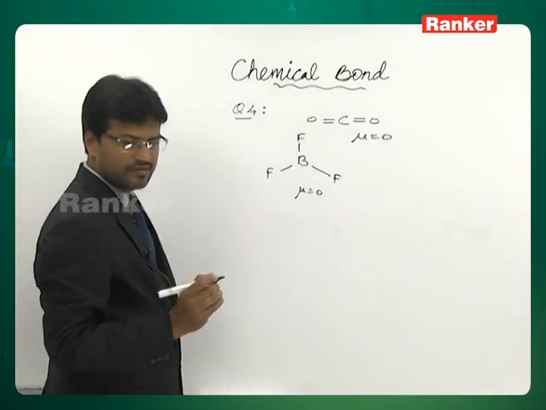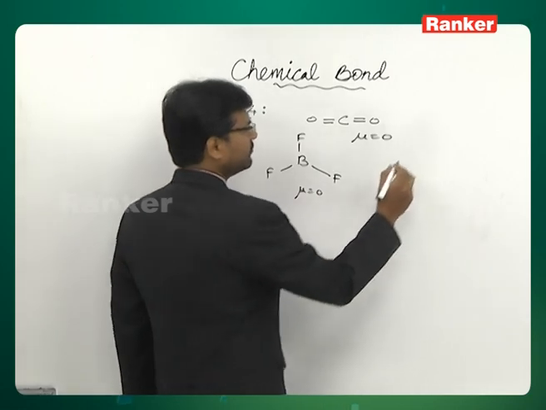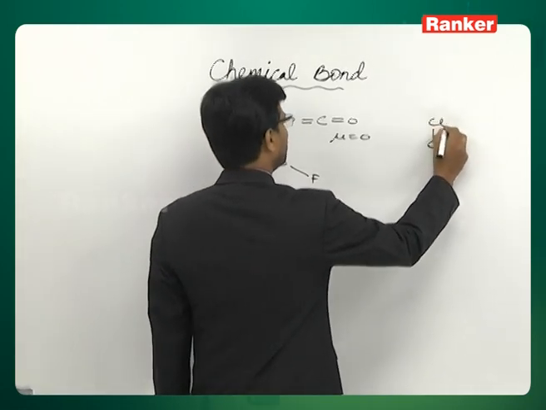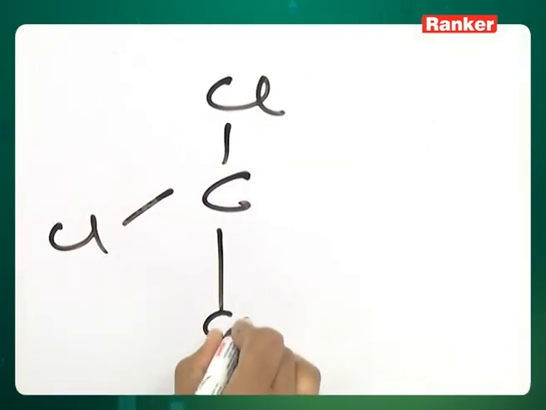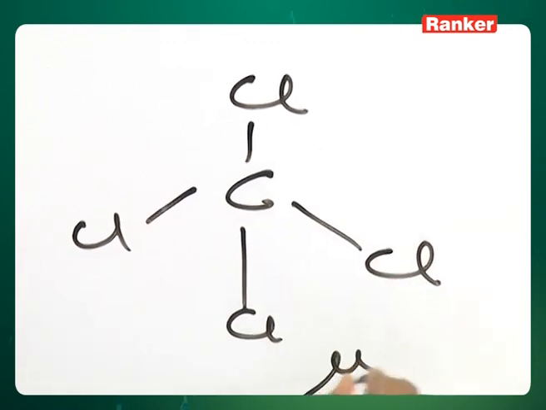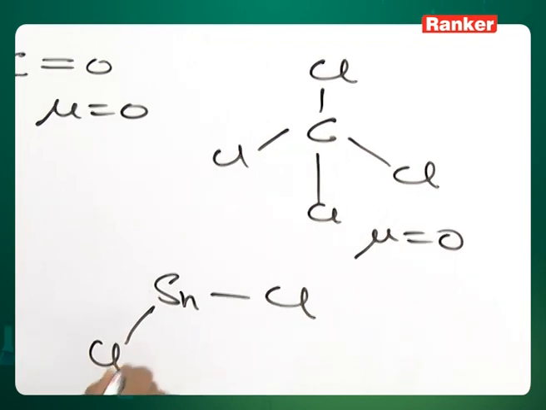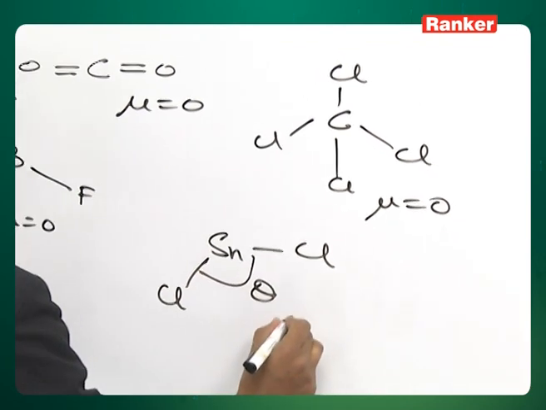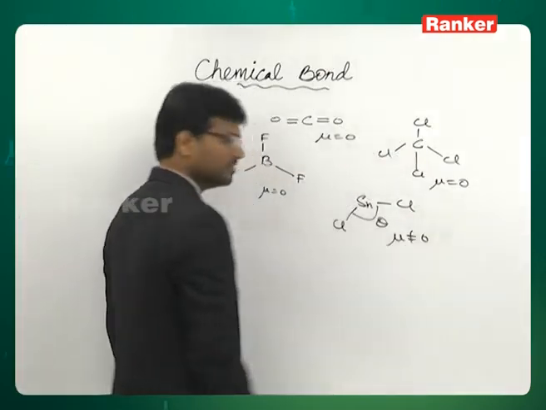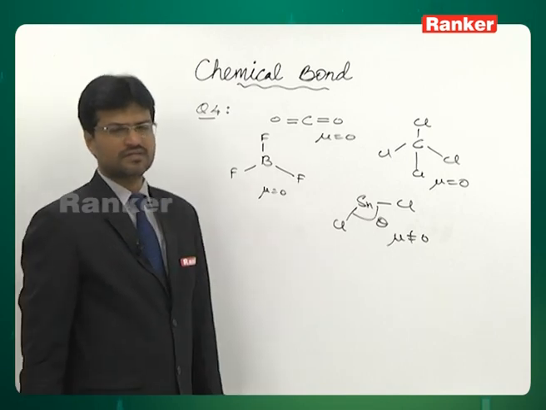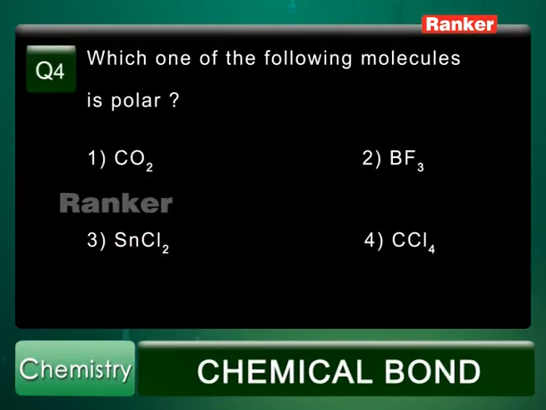And then you have CCl4. CCl4 has a regular tetrahedral shape, so mu equals 0. SnCl2 is angular, so mu is not equal to 0. So the polar molecule among them is stannous chloride.